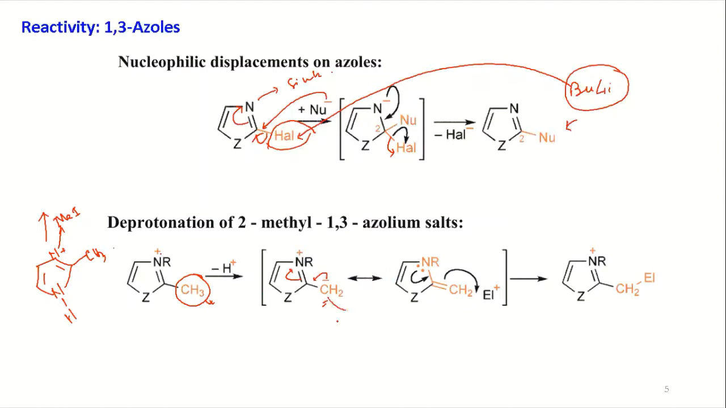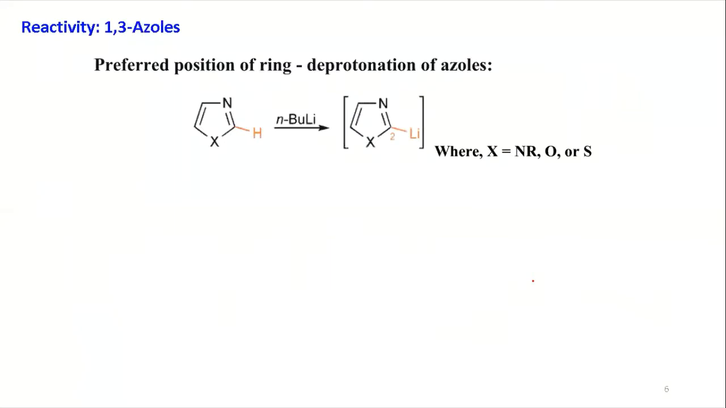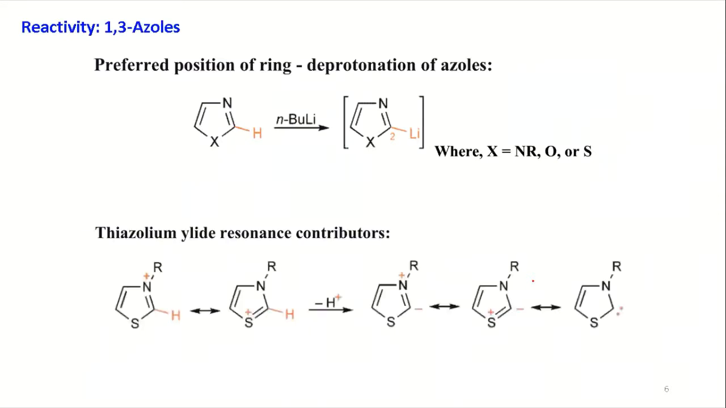And you can now do an electrophilic reaction at the center. So these are the two other reactions of 1,3-azole. As usual, if you just have bare azole and treat with butyl lithium, lithiation will happen. And here you see how the carbene is generated.